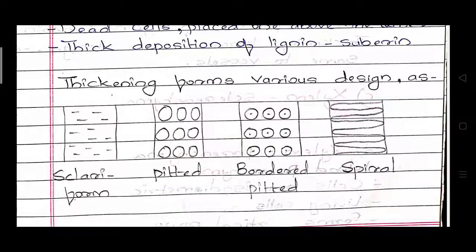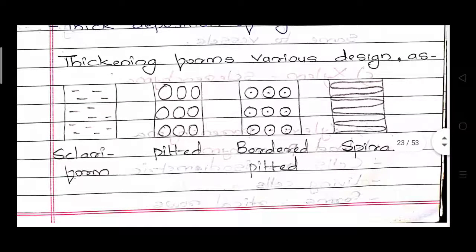This is the picture of four different types of designs in the vessels. First one is the scalariform vessels. Second one is the pitted vessels. Then some are the bordered pitted vessels, and some are the spiral vessels. In the scalariform, it is simpler. Pitted means pit-like or hole-like structures are present in the vessels. Some are bordered pitted, in which bordered pits are present, and some are spiral-shaped vessels.